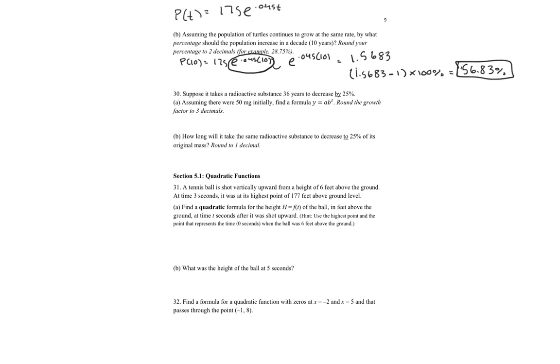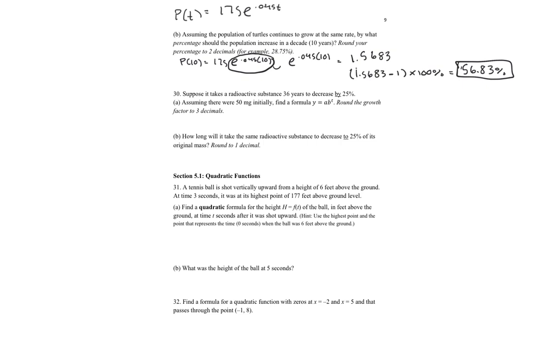All right, so for number 30, it says, suppose it takes a radioactive substance 36 years to decrease by 25%. Assuming there were 50 milligrams initially, find a formula y is equal to a times b to the t. All right. So the key word here, you can see it's underlined, decrease by 25%. So if it's decreasing by 25%, that means it must be 75% of its original value, right?